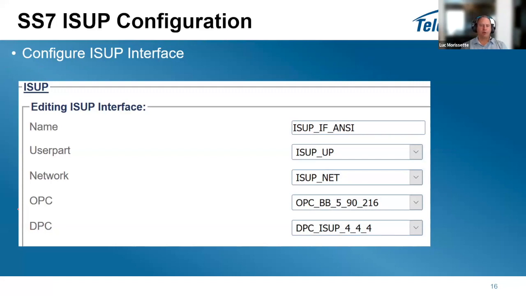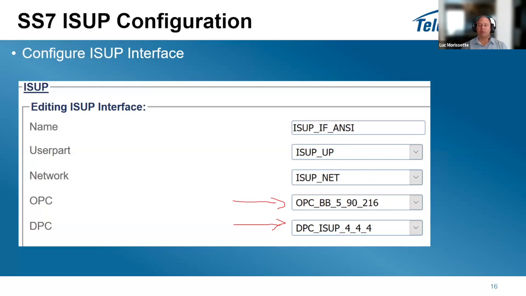Then you need to configure your ISUP interface. So you need to get the ISUP user part and network. There's nothing in network specifically, so you just need to allocate that. And the other important information is your point codes. So you need to have point codes in the system. You already have configured them if you configured your MTP3 network.